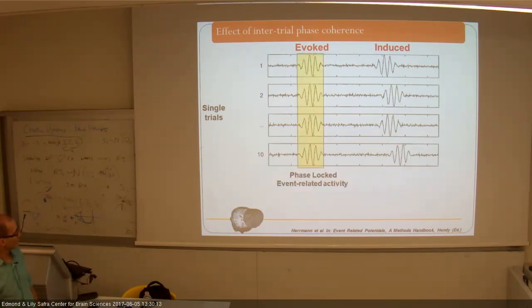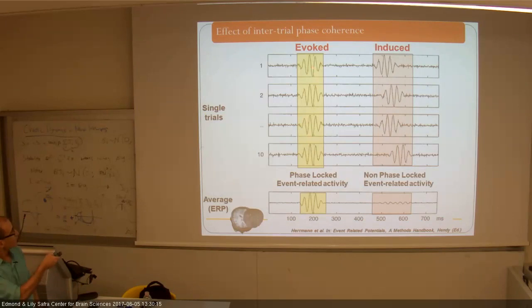Okay, if I do this. If I average, the evoked activity is going to stay high, right? Because the phases are synchronized. But if I average across what I call induced activity, phase jittered activity, then even though every single trial had increased power, the average will show low power, right? Because the phases cancel each other from trial to trial.